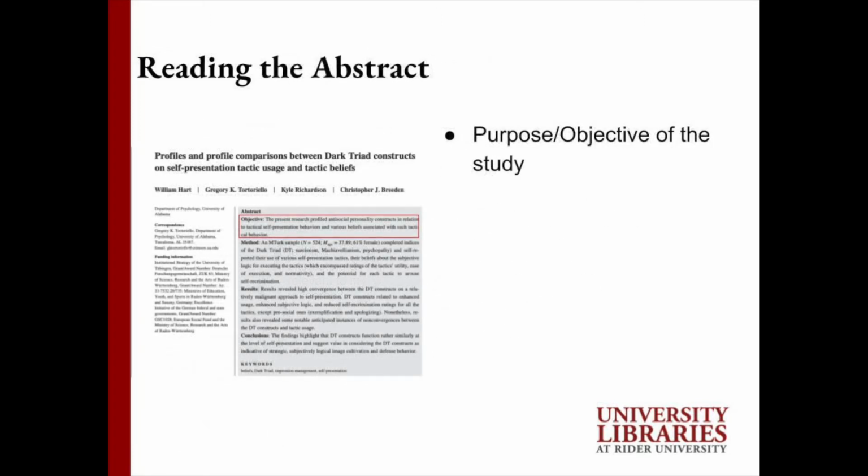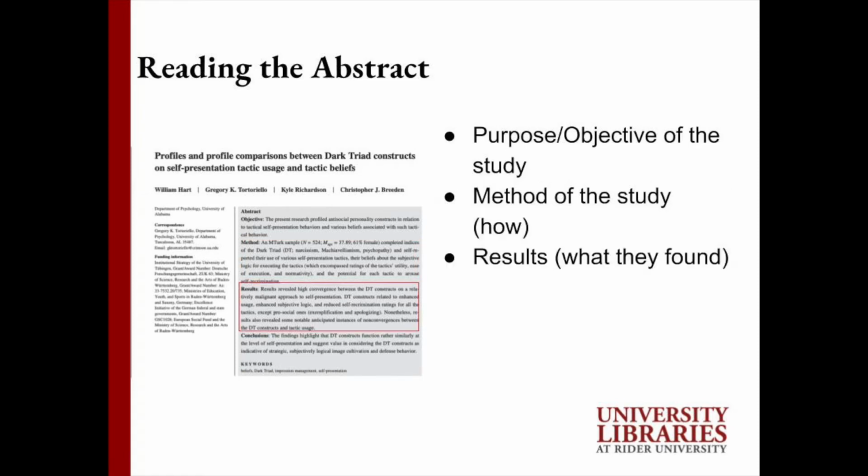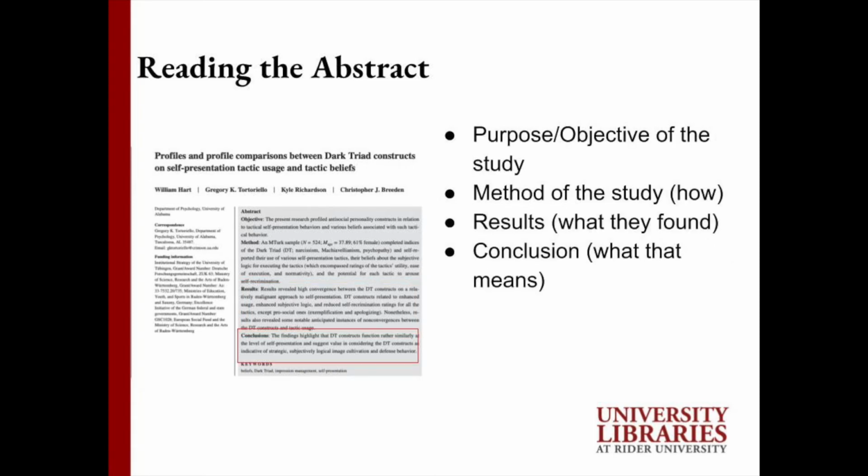Now let's look at the most effective way to read each section. When reading the abstract, look for the purpose or objective of the study. Next, look for the method of the study, which lets you know how the study was conducted. Within the abstract, the results section lets you know what they found. Finally, read the conclusion, which lets you know what the study means. Again, ask yourself, is this interesting and relevant to my paper? If not, you may want to consider reading another article.